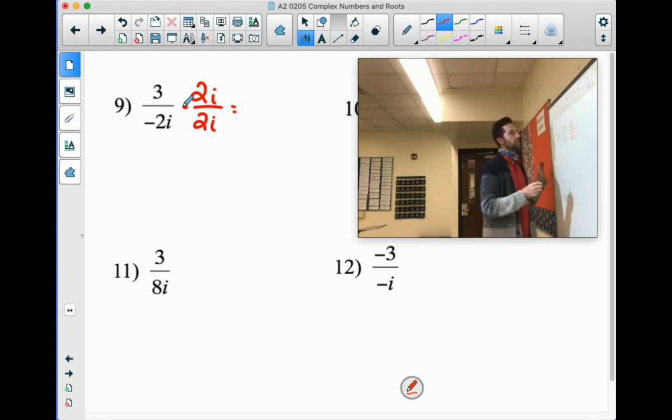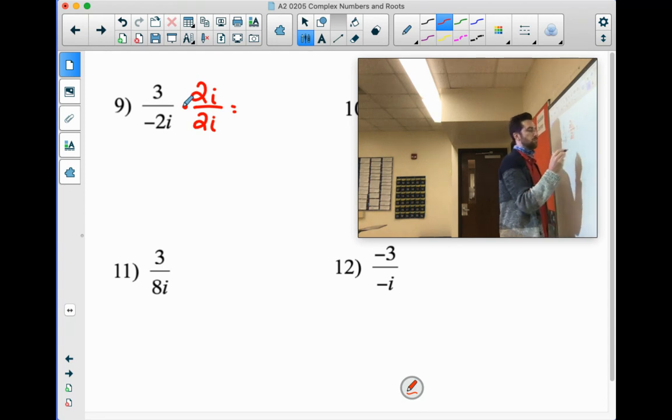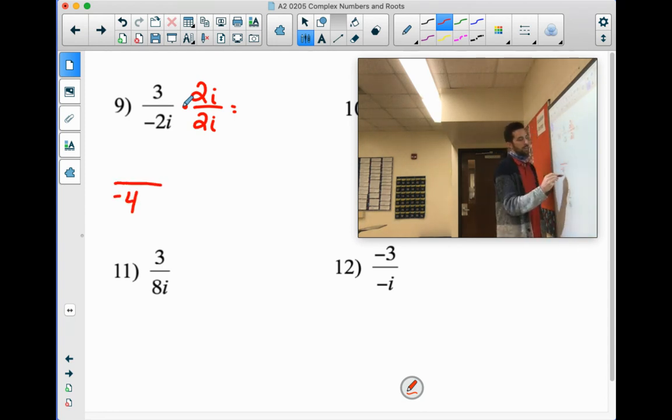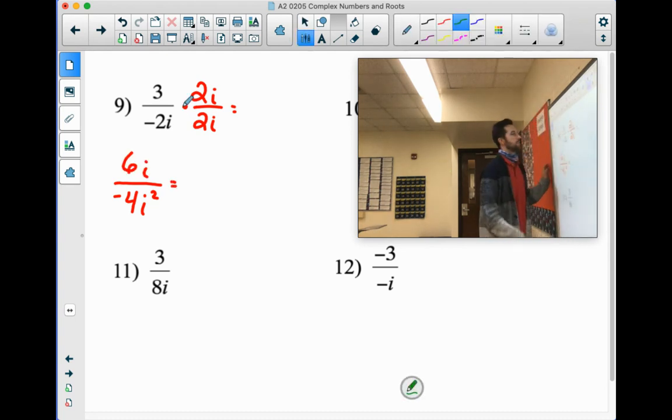So when we do that in the denominator, we have negative 2 times 2 is negative 4. I'll write it down here. i times i is i squared, and we'll come back to that. In the numerator, we have 3 times 2i, that's 6i. Cool. Now, we can simplify here.